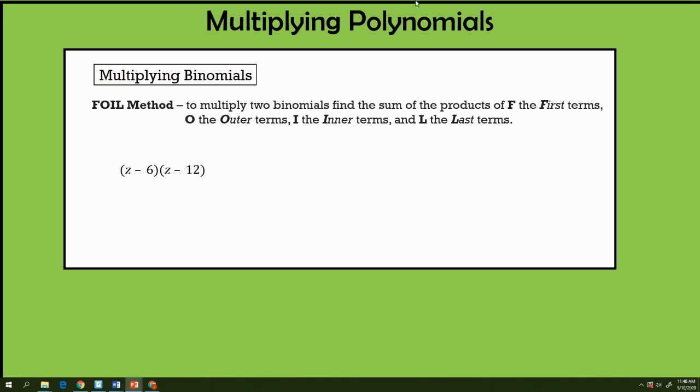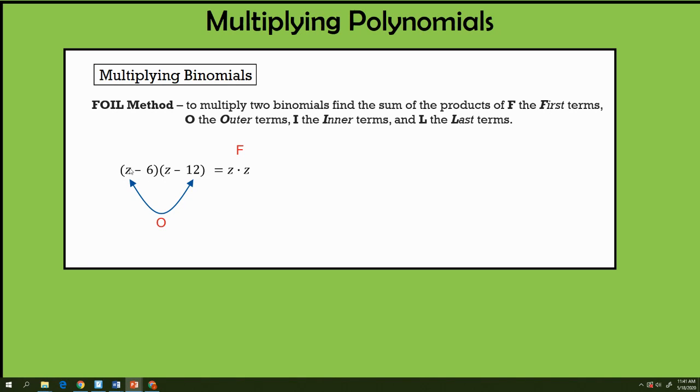So let's look at this here. We have two binomials being multiplied together. Notice they're next to each other. That indicates multiplication. So what we have to do now to go ahead and multiply these together is apply this process of FOIL. In the FOIL, we're going to multiply the first terms together. So that's the term that's first in each of the parentheses, multiplying them together first. So the F stands for, in this case, Z times Z.